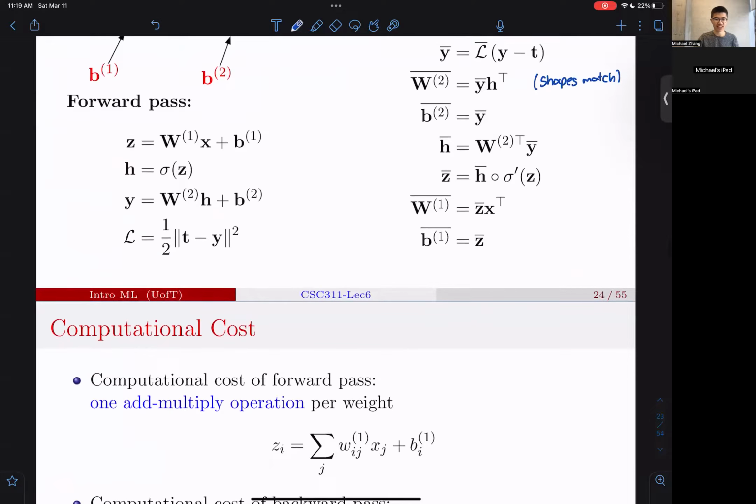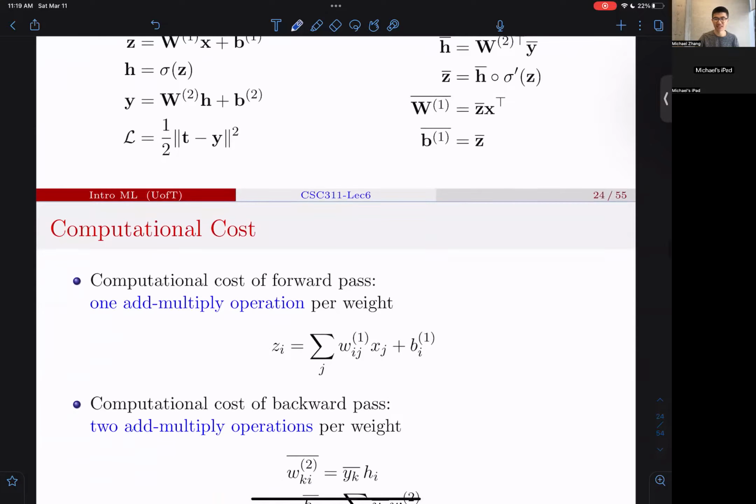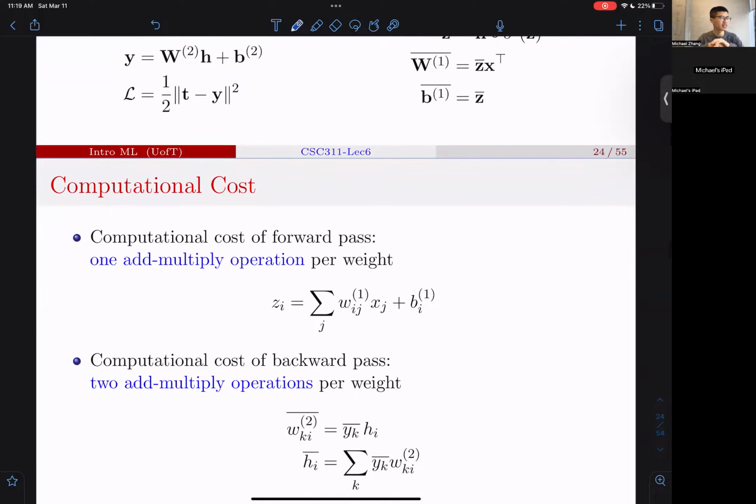All right, so that's the backpropagation algorithm. And the really amazing thing about this algorithm is that even if you have a neural network with hundreds of millions of parameters and different types of layers, you can always apply this fundamental algorithm and it gets you your gradients in a really efficient way.